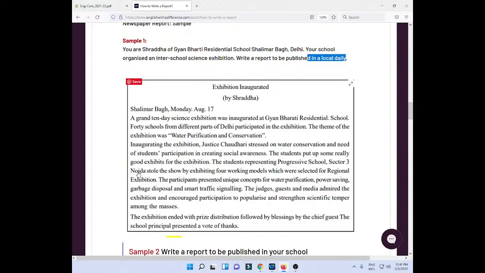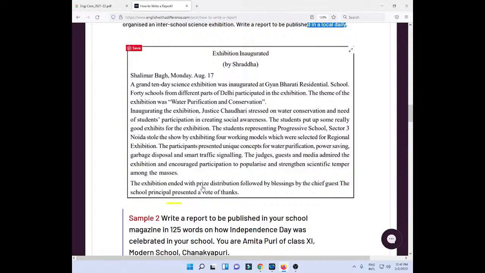The participants presented unique concepts for water purification, power saving, garbage disposal, and smart traffic signaling. The judges, guests, and media admired the exhibition and encouraged participation to popularize and strengthen scientific temper among the masses. The exhibition ended with prize distribution followed by blessings by the chief guest. The school principal presented a vote of thanks. Understood? So see, there is a sequence maintained here.